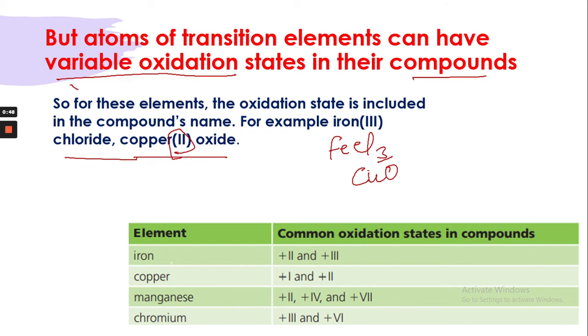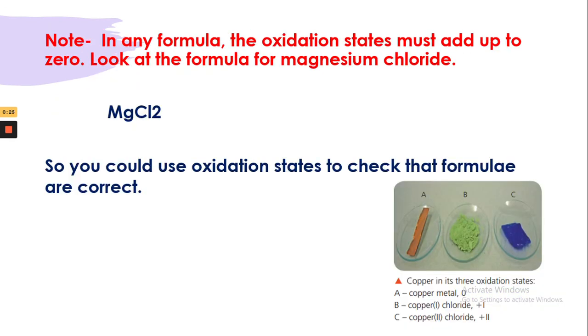See, the oxidation state of iron may be +2 and +3, and the oxidation state of copper may be +1 and +2. The oxidation state of manganese may be +2, +4 and +7, and the oxidation state of chromium may be +3 and +6. In any formula, the oxidation states must add up to 0.